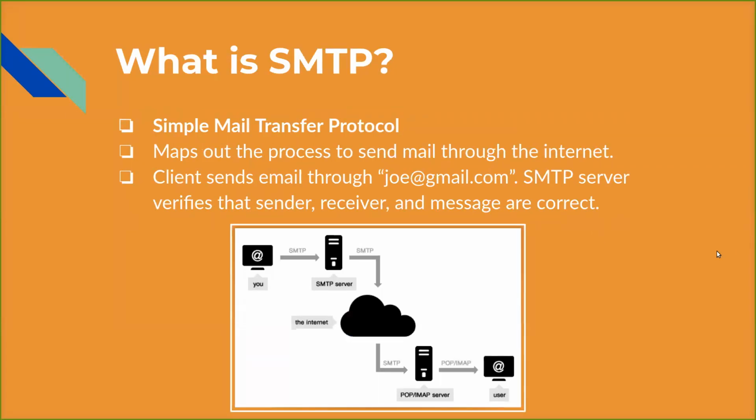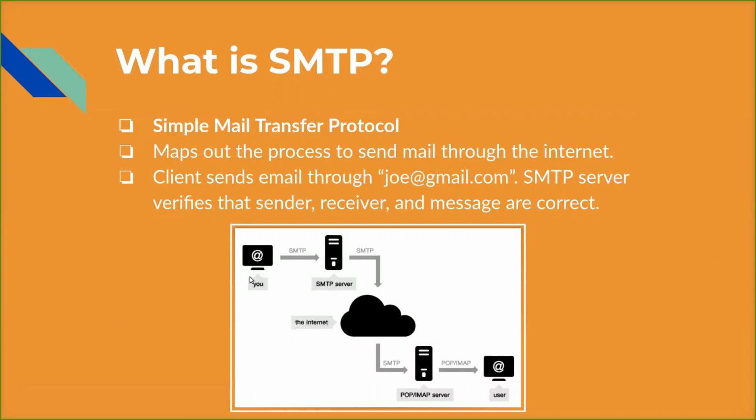And so the first thing for understanding email is to know SMTP. It's called Simple Mail Transfer Protocol, and it's one of the basic ways that emails are sent through the internet. If you know how the post office works, where you put a letter in the outgoing mail and then the USPS picks it up and delivers it to the right location, you can think of SMTP in that same way. It just maps out the process of sending emails through the internet.